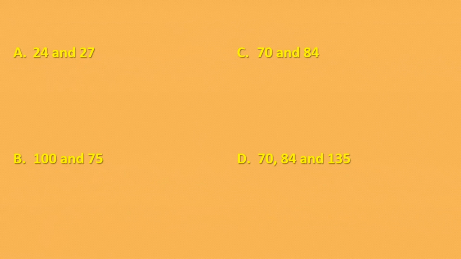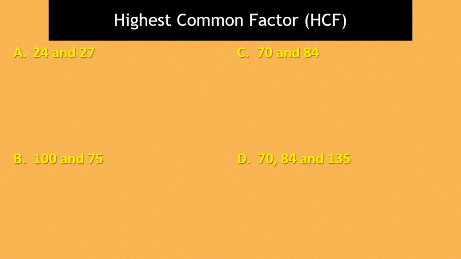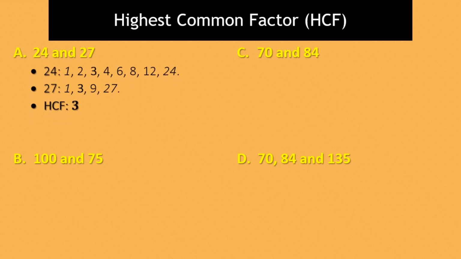Now, just like the lowest common multiple, there's also the highest common factor, which is the biggest factor that two or more numbers have in common. Example A. The highest common factor of 24 and 27 is 3, since this is the biggest number. In fact, it is the only factor that 24 and 27 have in common.